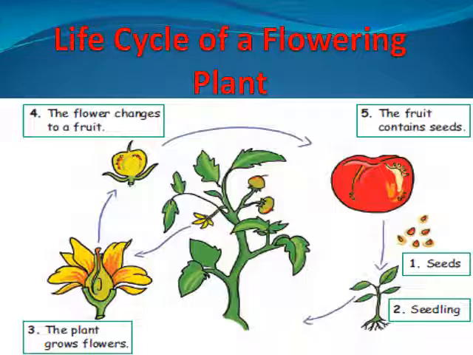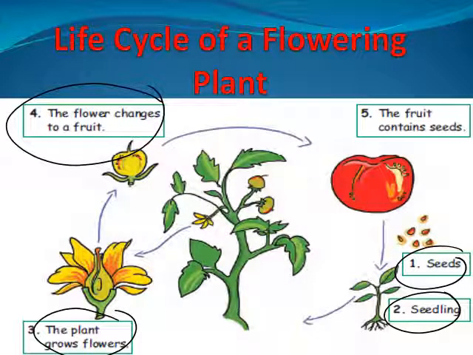This is the life cycle of a flowering plant. We start with, yes, Yara? We start first with the seed. Then the seed becomes a, yes, Fatima? Seedling, excellent. Then the seedling becomes? Then, Taya? The plant will grow flowers. Then the flower will change into, yes, Rida? To a fruit. And then the fruit, yes, Zahra, the fruit will contain what? Contain seeds. Excellent, the fruit will contain seeds.